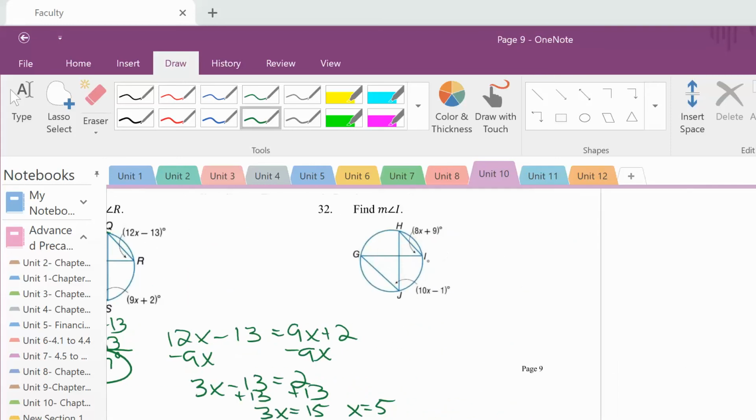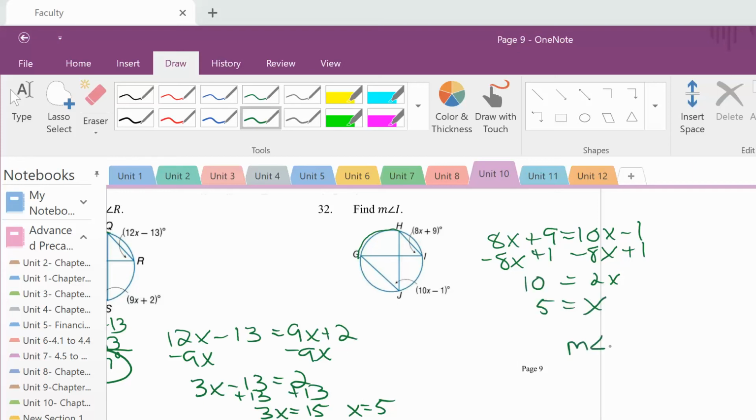Number 32 is the same type of problem where they both intercept GH. So 8x plus 9 is equal to 10x minus 1. So x is equal to 5, and the measure of angle I would equal 8 times 5 plus 9, which is 49 degrees.